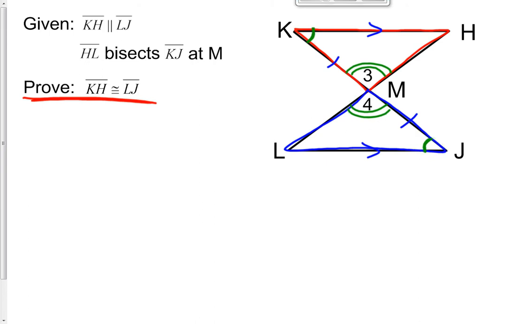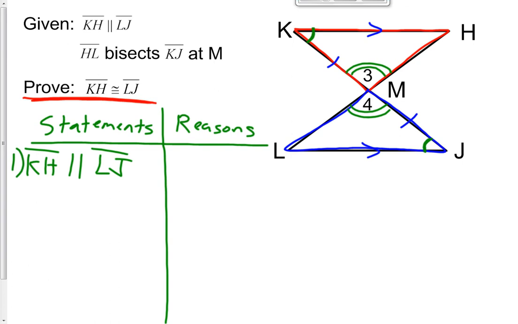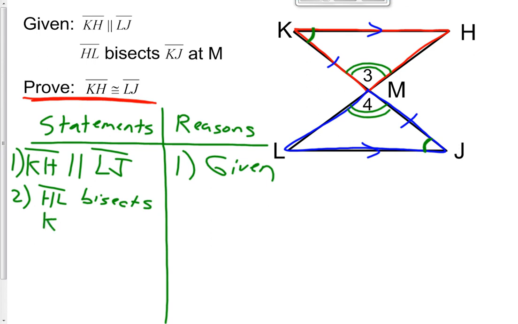So let's start writing down our proof. We have our statements. We have our reasons. We always list the given information first. Segment KH is parallel to LJ. This is given to us. And then segment HL bisects KJ at M. And this is also given to us.